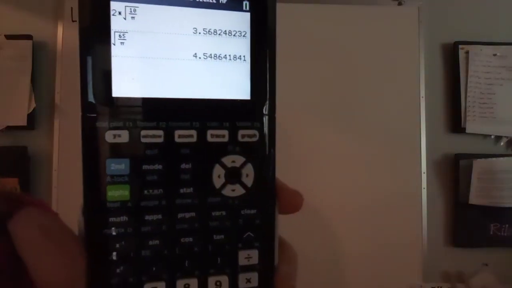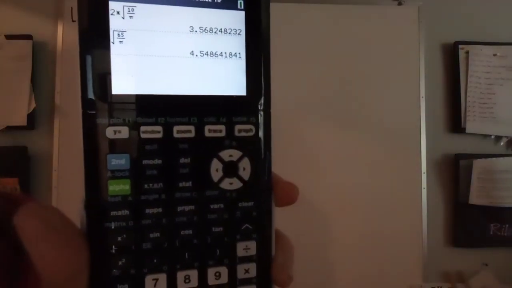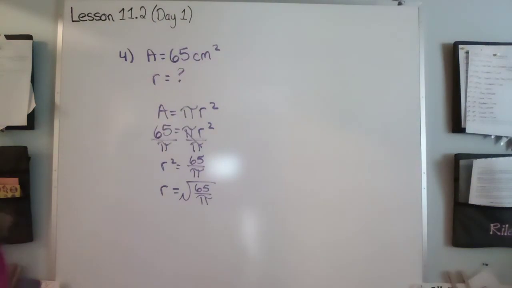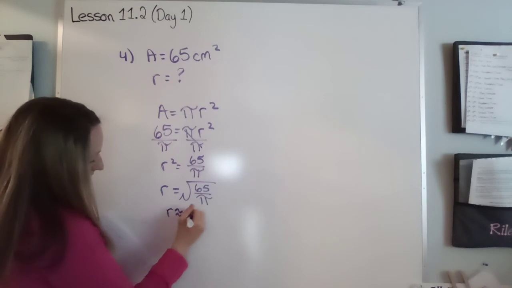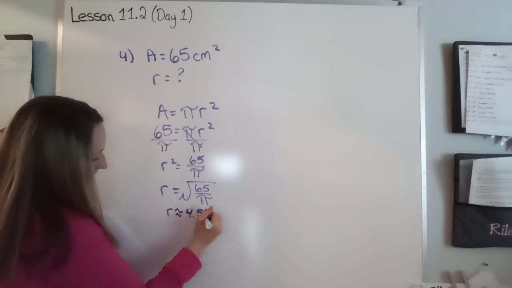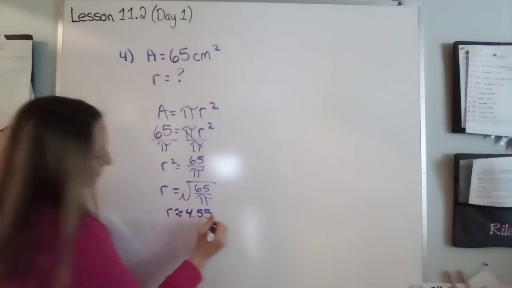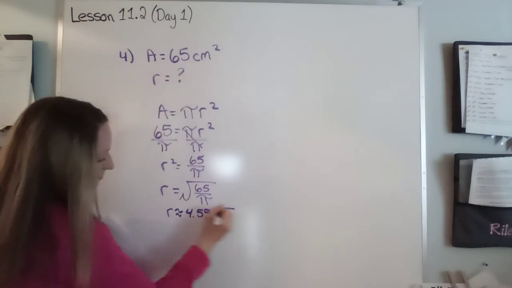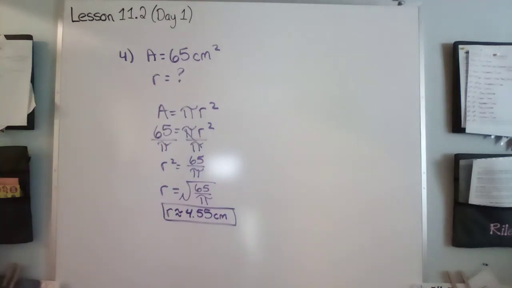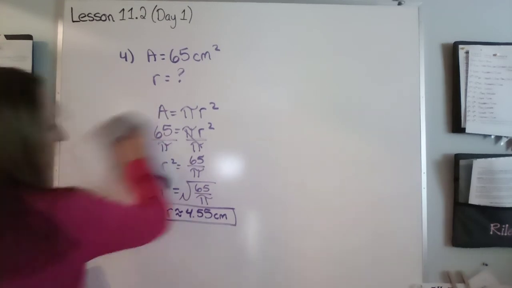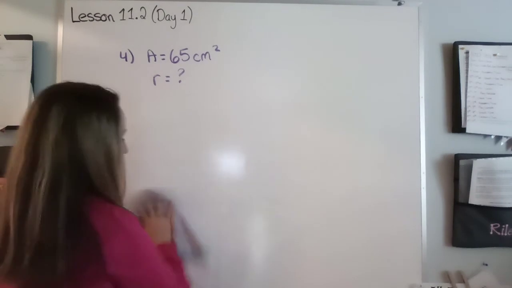Push enter, and you get approximately 4.55. So r is approximately 4.55, and my units are centimeters. It's a linear measure, so not squared. Okay. All right, now we're going to move on to sector area. So although those last 4 problems may have been review, we're going to move into something that is new.